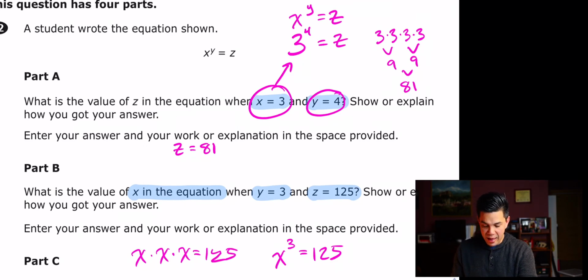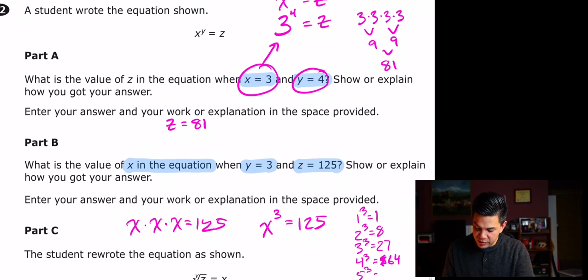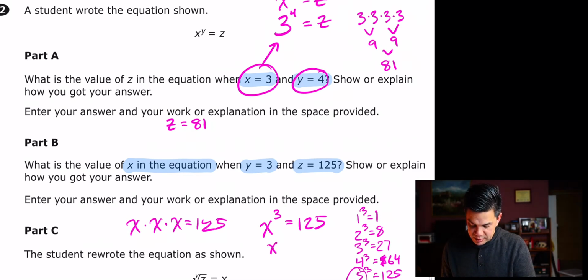What number is that? Let's look at our perfect cubes. So 1 cubed is 1, 2 cubed is 8, 3 cubed is 27, 4 cubed is 64, 5 cubed is 125. I think we have our number here, 5 cubed. Now you can also do this by taking the cube root of each number: x is going to equal 5.